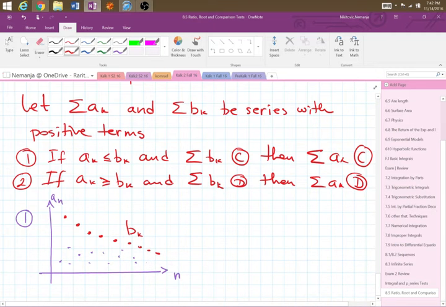So you will have to develop some kind of intuition for this and figure out whether it's always smaller or always larger, so you can claim convergence and divergence.